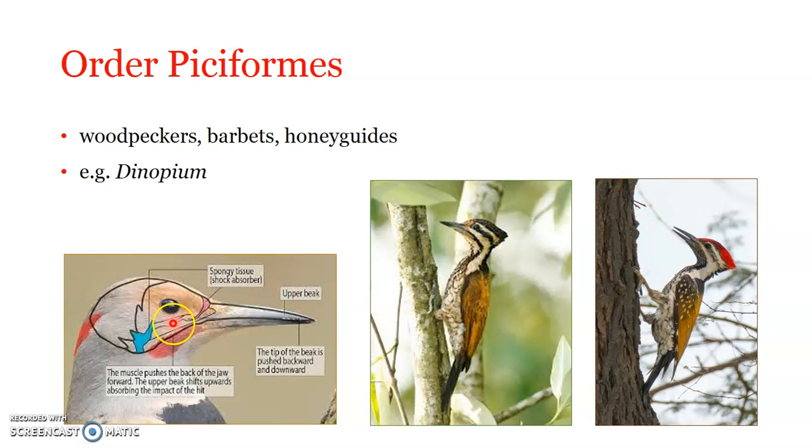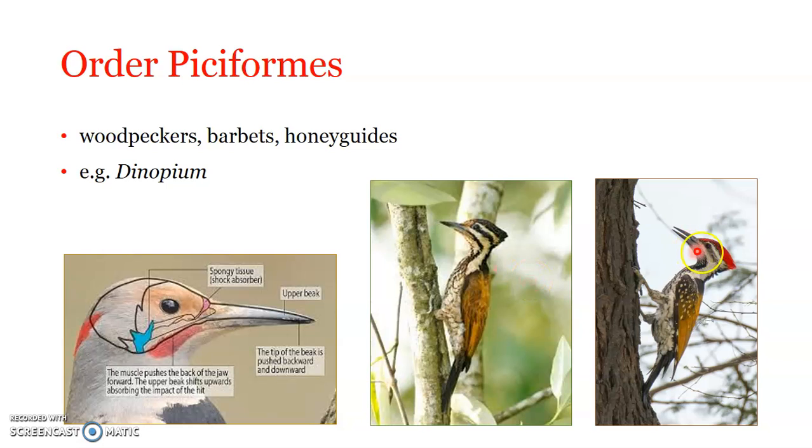Here you can see the tip of the beak is pushed backward and downward, very strong beaks. Then there is spongy tissue around the skull. It helps in shock absorption, and the muscle pushes the back of the jaw forward, the upper beak shifts upward, absorbing the impact of the hit. Okay, so that is what the woodpecker is about.